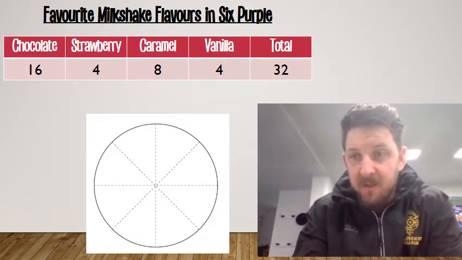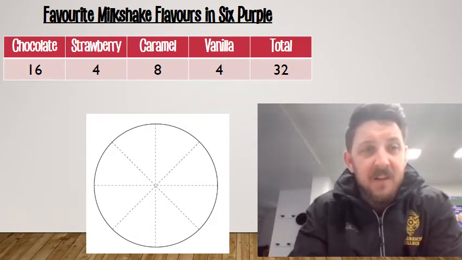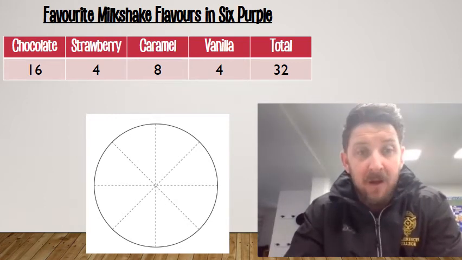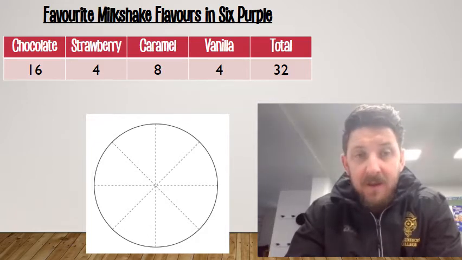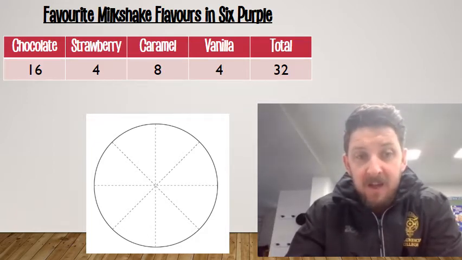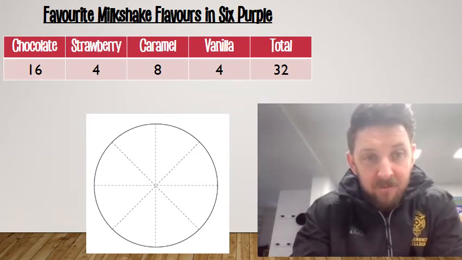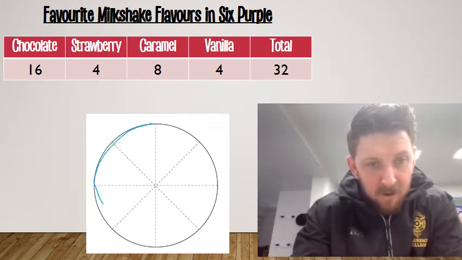Now, here's what we need to do when we're drawing them. I'm going to start with the chocolate. Now the chocolate says that there are 16 people. Now if I know that each of these sections of my pie chart are 4, I would know that I would need 4 of those parts to be able to represent 16. So I'm going to colour in 4 of those parts. So we can draw around here quickly.